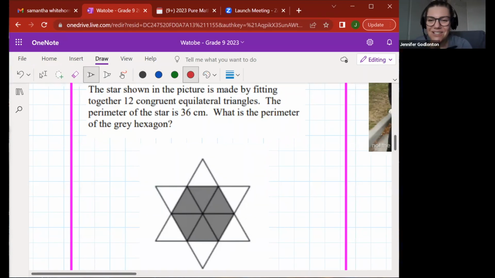So the star shown in the picture is made by fitting together 12 congruent equilateral triangles. The perimeter of the star is 36 centimeters. What is the perimeter of the gray hexagon? I have gotten an answer coming in the direct chat from Eddie. You are 100% right. I'm not going to say it just yet, but well done.